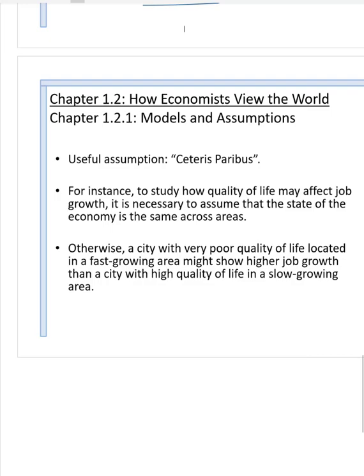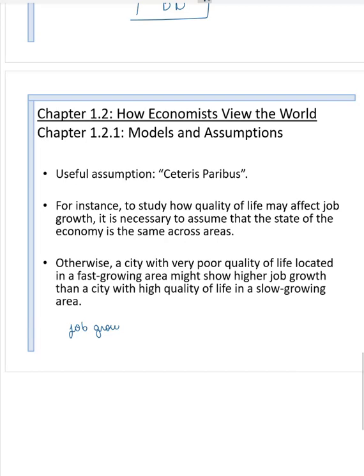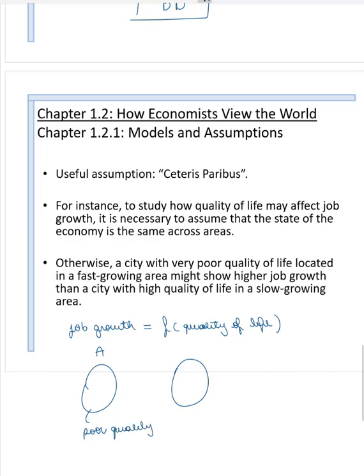So what you have here is job growth as a function of quality of life. Okay? However, you have to make sure you are comparing two regions with similar economic growth. Why is it the case? Let's say that region A has poor quality of life, but is fast growing. Now let's say that region B has high quality of life, but the economy is not growing, is stagnated.